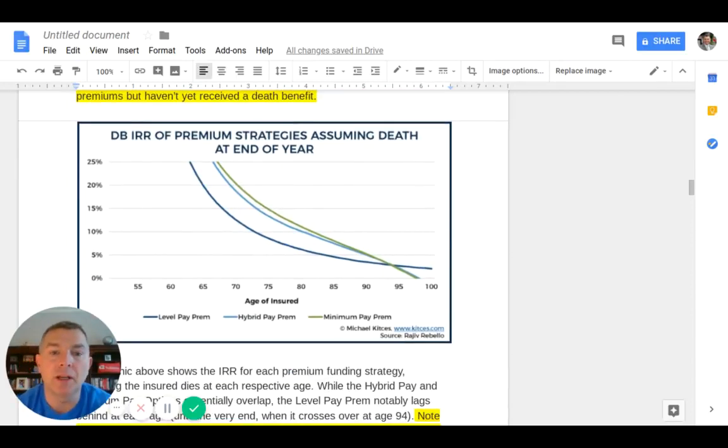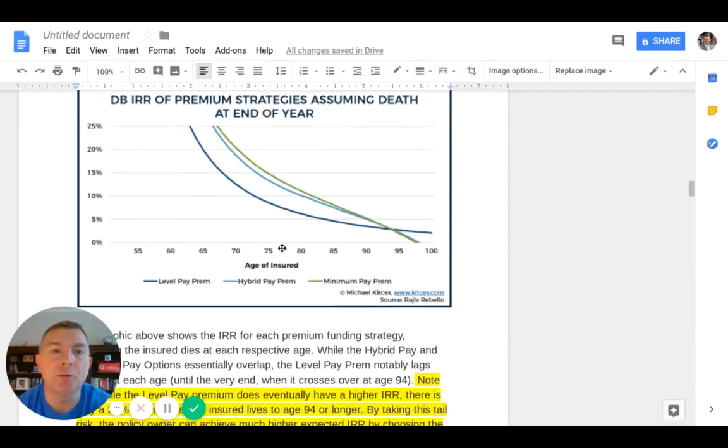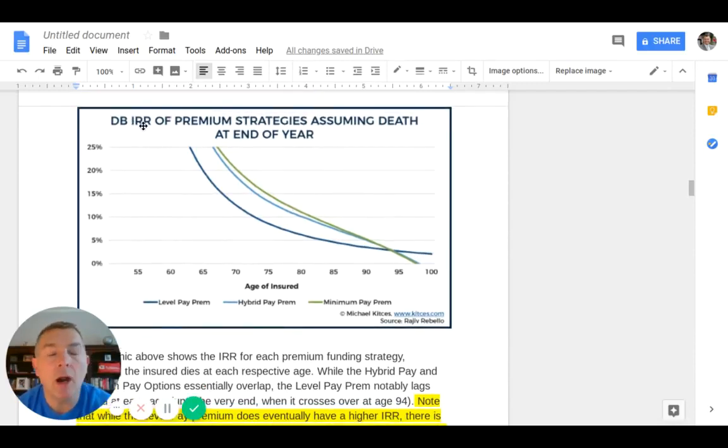So here we've got, and again, if you're on my podcast, you can't see this, the death benefit IRR of premium strategy, assuming death at end of year. So we're at 75 years old and we die. The death benefit for a level pay is about 8%. That's a death benefit IRR. So again, that simply means we get $5 million back on whatever it is, $3 million. I have no idea what the premium would be from 55 to 75, but that's what the IRR is.